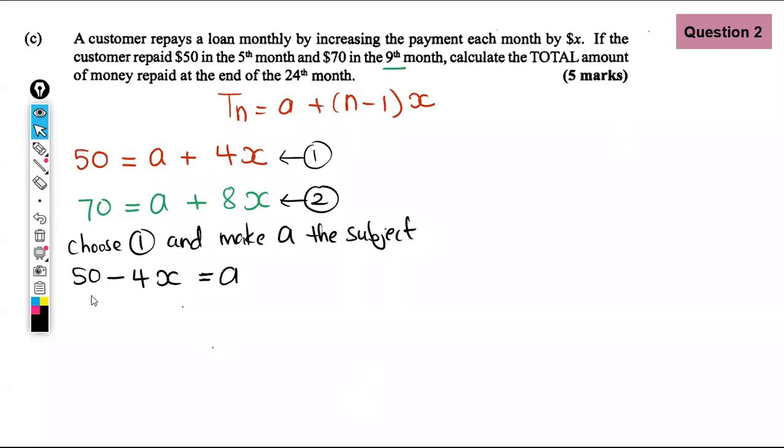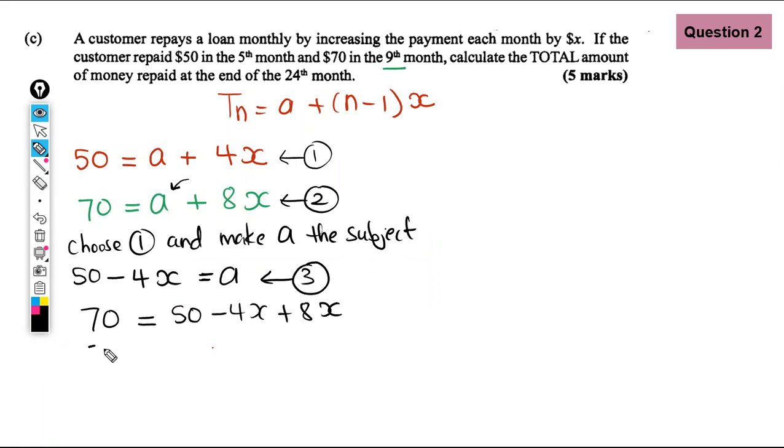So for those who did not know how to proceed, quickly solve the simultaneous equation. What I did was choose equation 1, and I made A the subject. So I'm going to solve this using the substitution method. This here is my equation 3. I'm going to go to equation 2 and replace A with 50 minus 4x. So you're going to get 70 is equal to, look, the letter A here, throw him away and replace him with 50 minus 4x plus 8x.